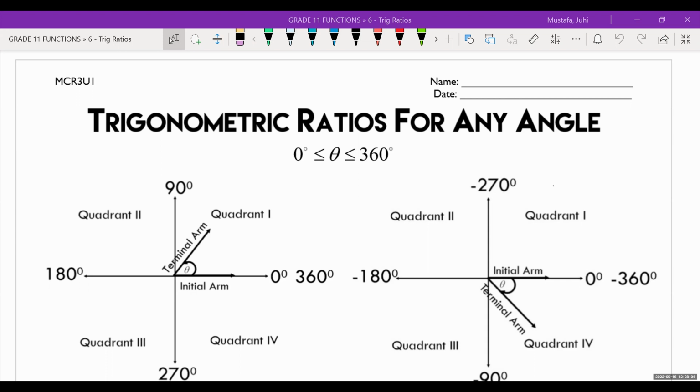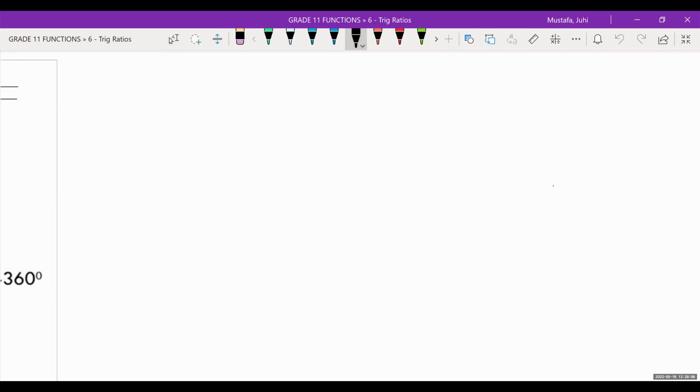I do want to review, and I erased it on the board, but I'll write it down again. We learned something called reciprocal trig ratios and special angles, and there's going to be a quiz on that on Thursday of this week, and that quiz will not allow you to use a calculator. So you will have to memorize your special angles and then use those. Let's just start talking about reciprocal.